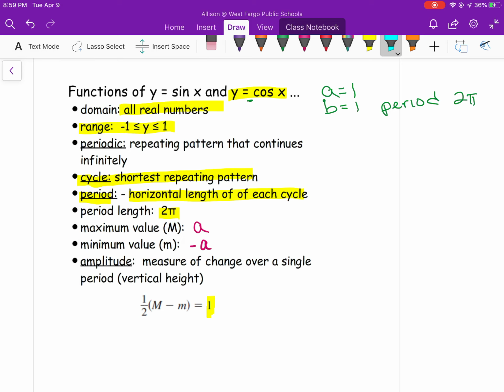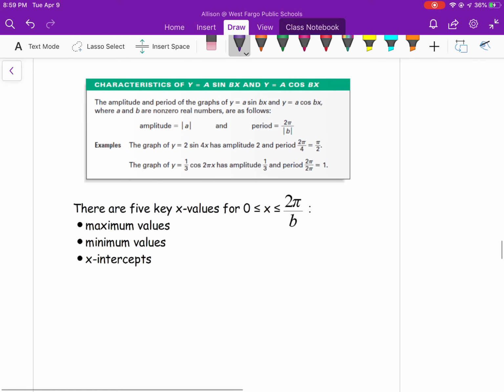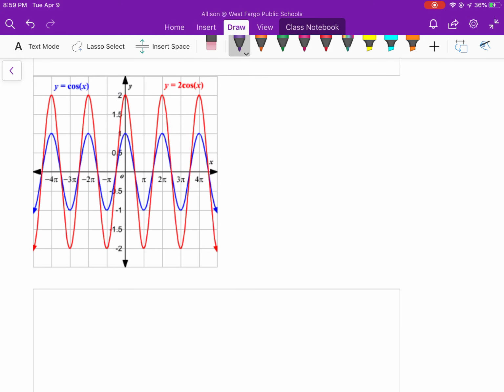The equation you can use to find the amplitude, if it's not equal to 1, is to find the difference in the max and min height and multiply it by 1/2, or divide it by 2. All right. So this is the same you've seen before.